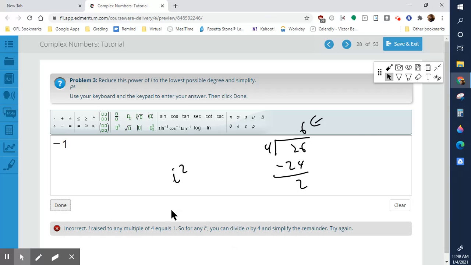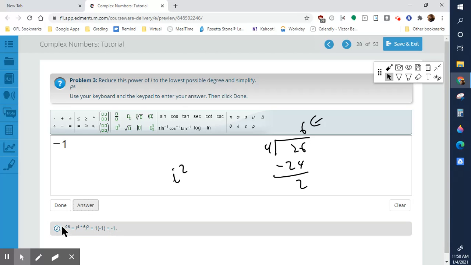Oh my gosh, what do you want from me? Lowest power and simplify. I squared, that would be -1. The remainder is 2. No, yeah, that would be it. -1 times -1 is... I don't know what you wanted there.